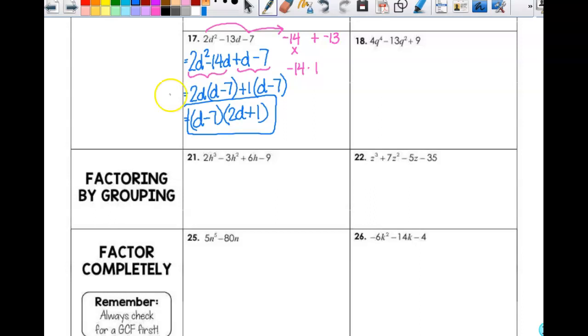You cannot stop at this step. I see that sometimes. Not good. Even when we're solving, we're not solving here because we don't even have an equation, but don't stop here and get your answers. You factor it completely. That is completely factored right there.